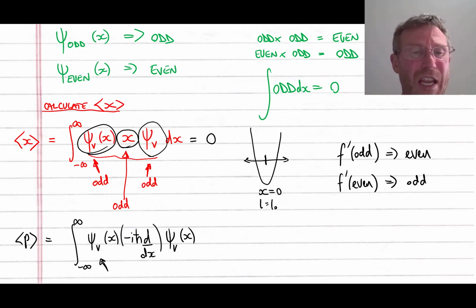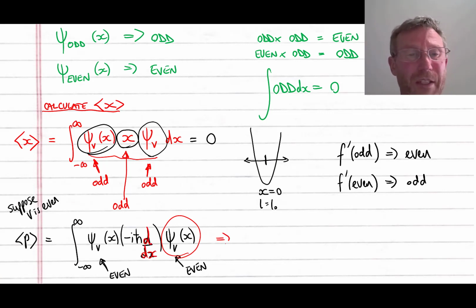So let's assume it's an even wave function. Let's suppose that v is even. That means the wave function in each case is even. But now when we operate on that second wave function with our derivative d by dx, we're going to end up with an even function multiplied by the derivative of an even function, which is going to be an odd function.